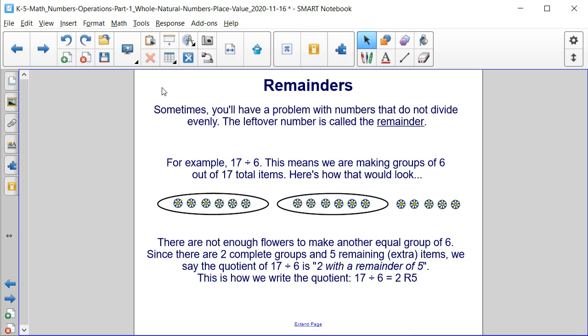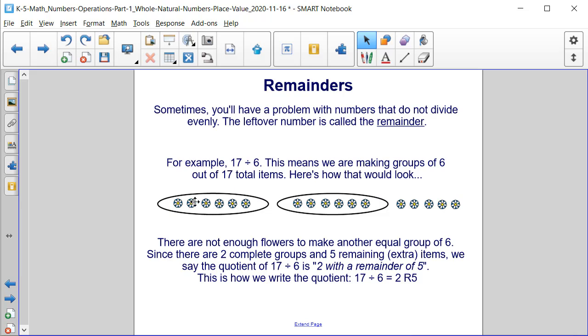Sometimes there will be a problem with numbers that do not divide out evenly. When this occurs, the leftover number is called the remainder. For example, 17 divided by 6. This means that we are making groups of 6 out of 17 total items. And here's how that would look.